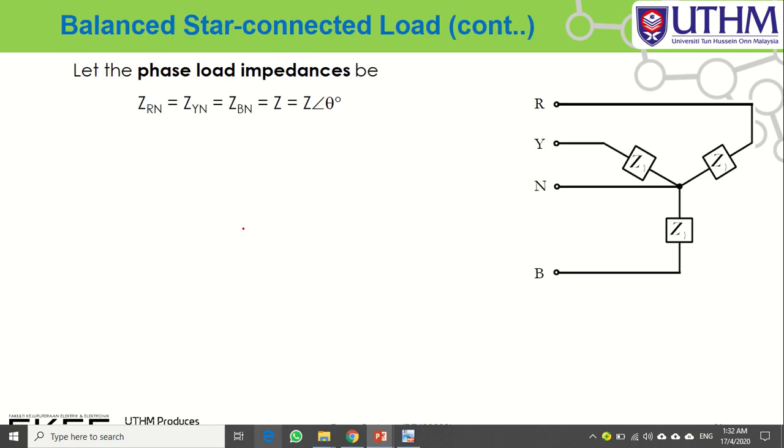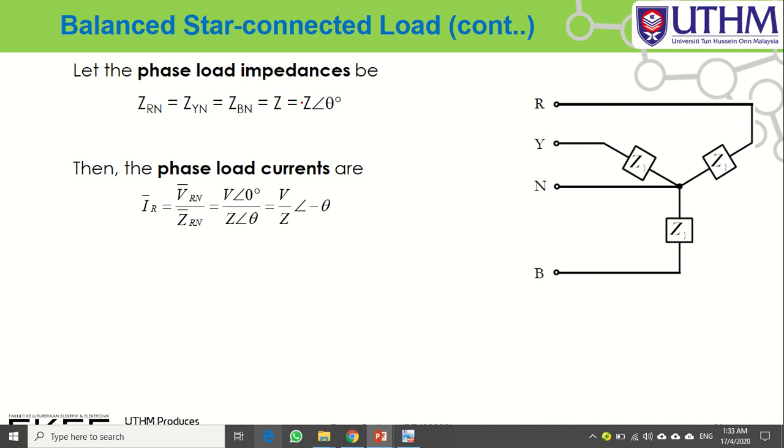This is the phase load impedance at the balanced load. It means that ZRN, ZYN, and ZBN are equal to each other, equal to Z. We call it a balanced load, equal to Z angle theta.